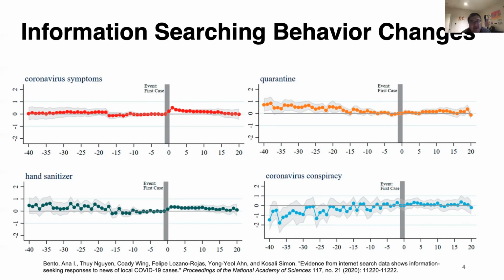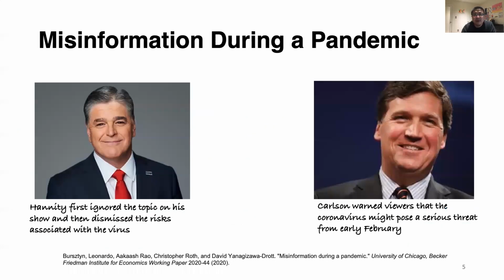So this study basically shows the information searching behavior change with the announcement of the first COVID-19 case. People immediately showed interest, as reflected in their searching behavior. Another related thing is misinformation propagated by the regular media, as well as social media, during the pandemic.